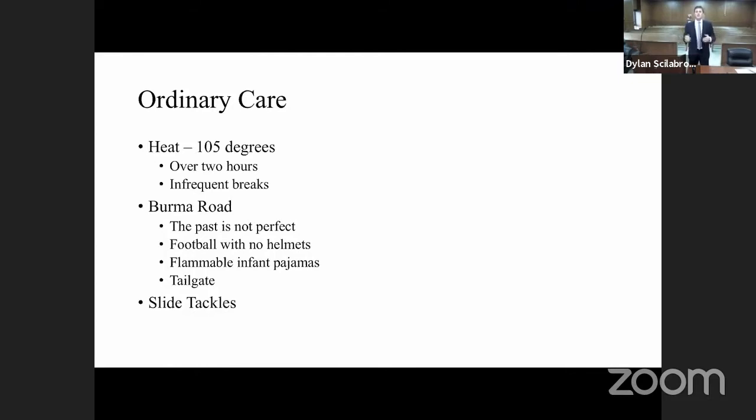But the unreasonableness doesn't just stop at practicing in the 105 degree heat. It doesn't just stop at practicing for more than 2 hours. It doesn't just stop at not giving them breaks. It goes on to Burma Road. Now, the defense tried to make the point that Burma Road is something that's been done for over 30 years. It's tradition at Waco High.